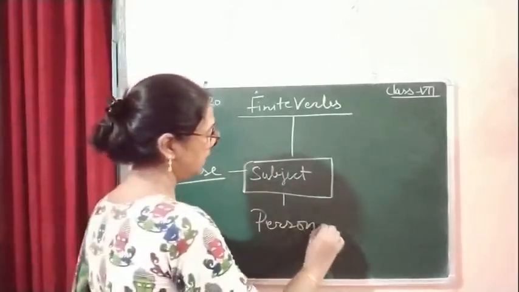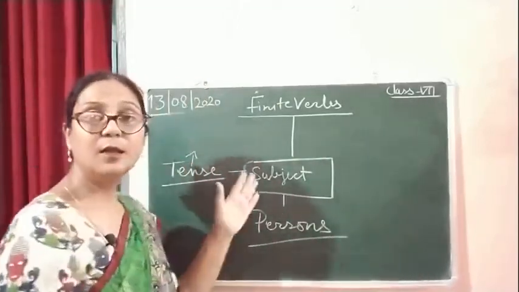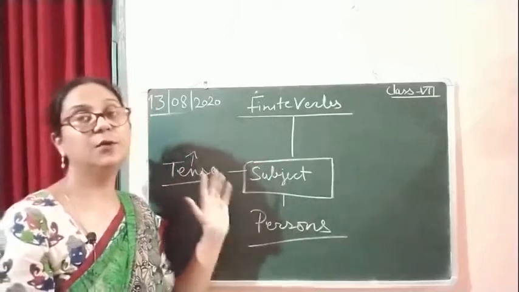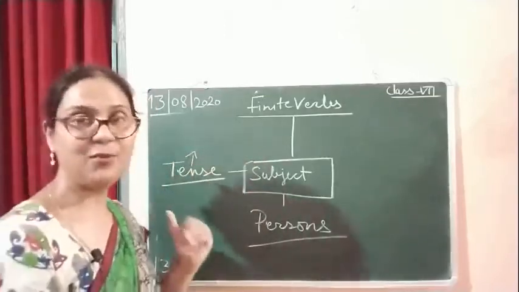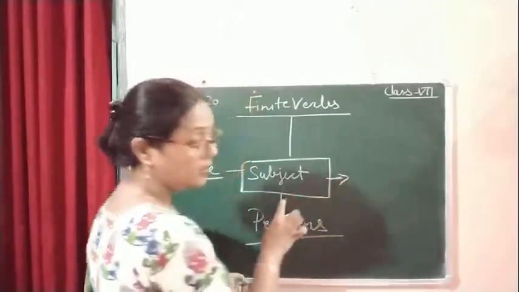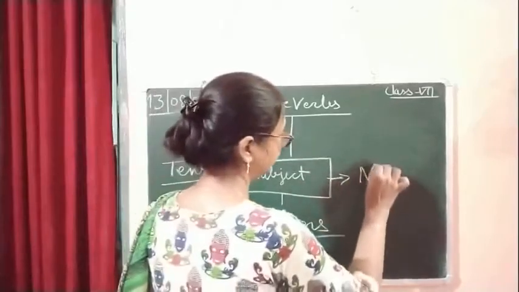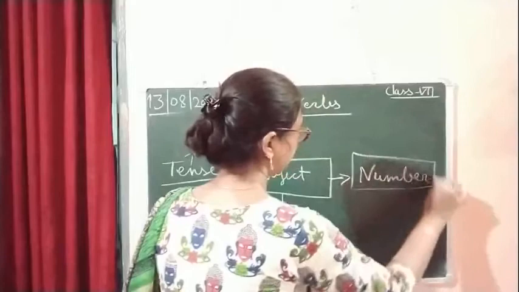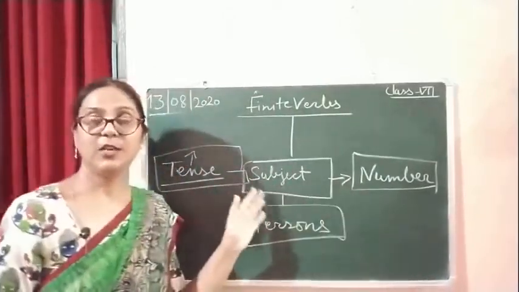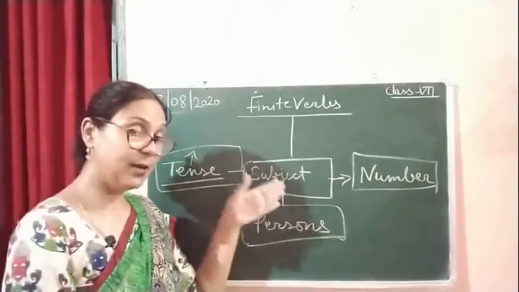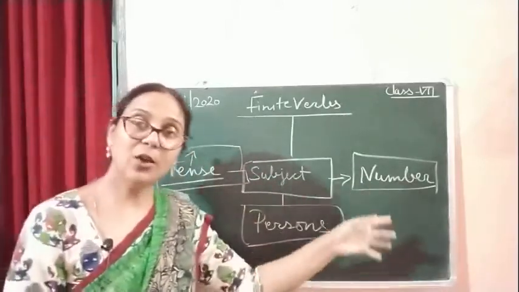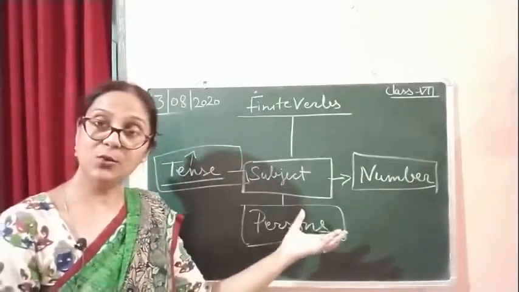persons. Persons means the subject having first person, second person, third person, and according to the person, the verb can be changed in finite verbs. And the third is number: the verb will be changed according to the subject's number. Numbers means singular and plural. If the subject is plural, we will change the verb accordingly; if the subject is singular, the verb will be changed into singular form.